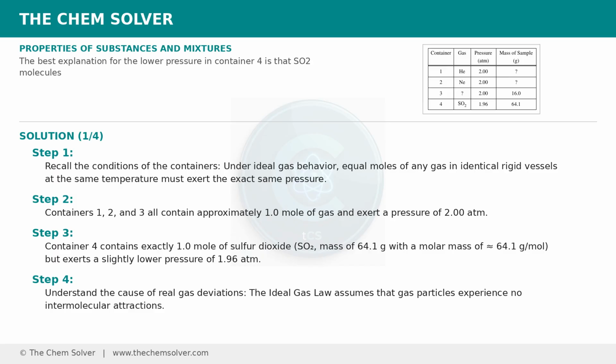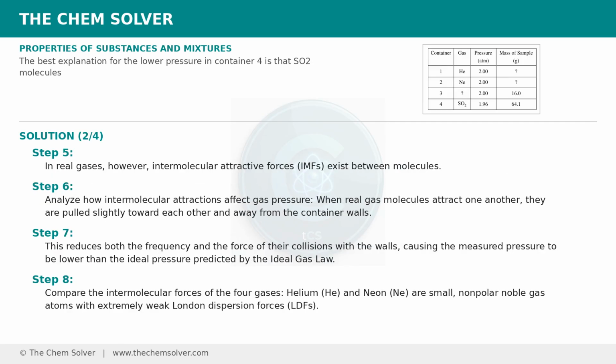Understand the cause of real gas deviations. The ideal gas law assumes that gas particles experience no intermolecular attractions. In real gases, however, intermolecular attractive forces, IMFs, exist between molecules.